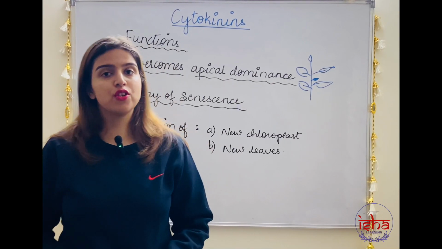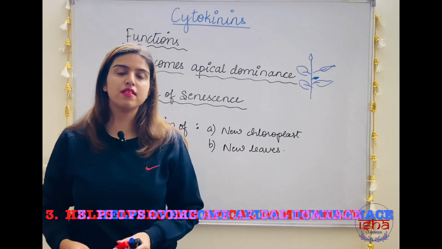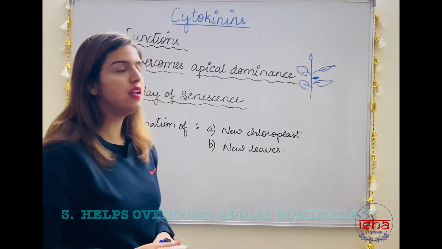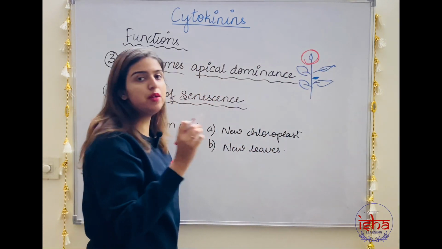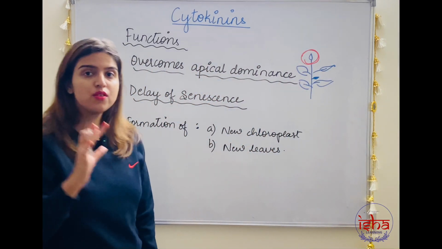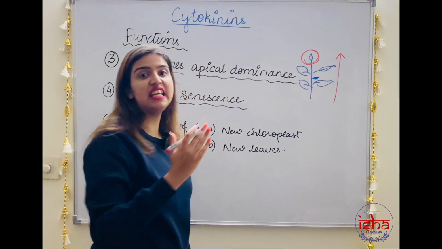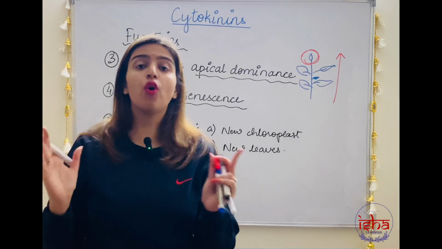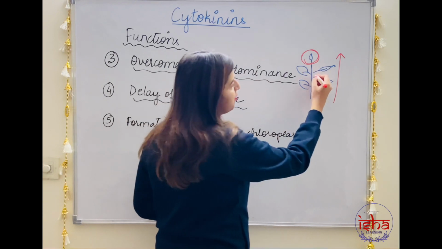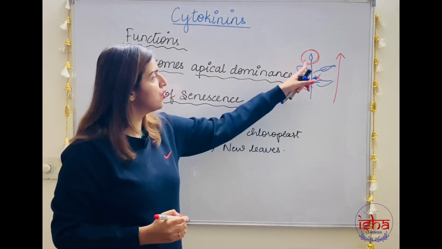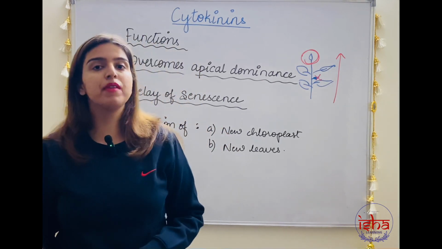Another important function of cytokinins is that it helps overcome the phenomenon of apical dominance. Apical dominance, as we've seen, is the phenomenon where the presence of the apical bud, the bud present at the shoot apex, is going to promote the plant to only gain length. The plant is not going to broaden, it is not going to have more lateral branches. So the lateral buds are not going to develop in the presence of this apical bud. Cytokinins are going to help overcome this phenomenon.